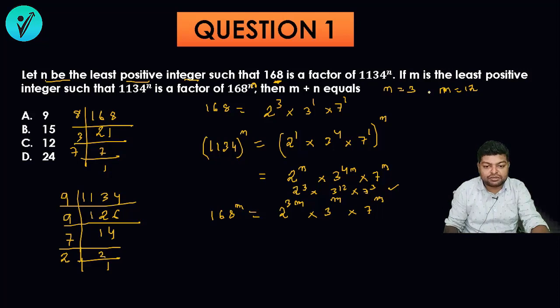So the answer to the question will be m plus n, means 12 plus 3, which is 15. So the correct answer to question number 1 is 15. All right. Let's move towards the next one.